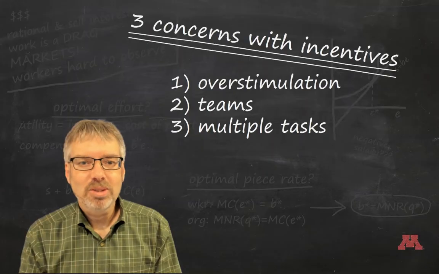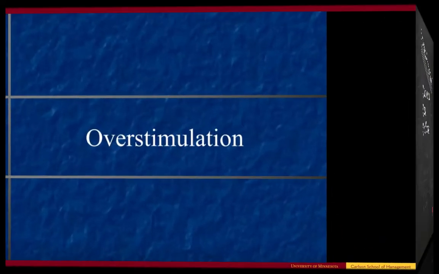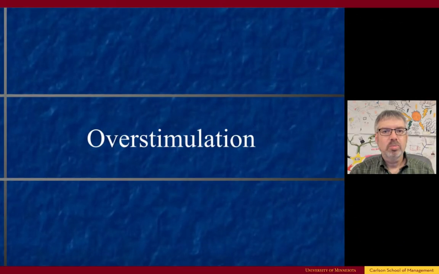There can be many concerns with incentives. This video presents 3 that are nice extensions of the optimal piece rate model. One concern with incentives is pushing self-interest to extremes. Nielsen calls this motivating the wrong behavior. I call it overstimulation because it's pushing people in the direction that you want, but it's pushing them too far, or their self-interest is causing them to take the behavior too far.